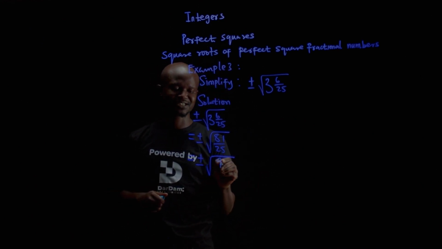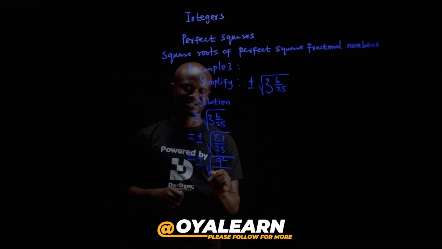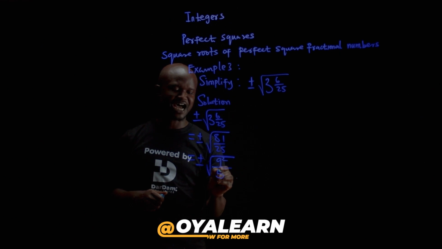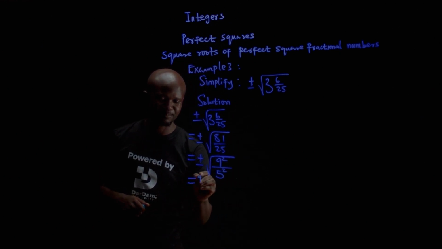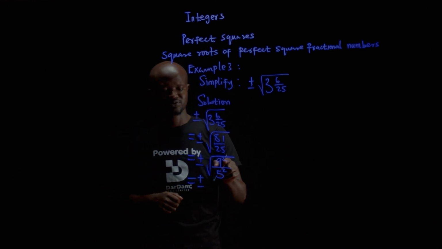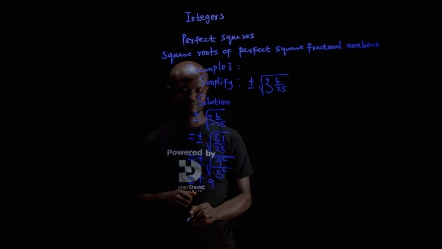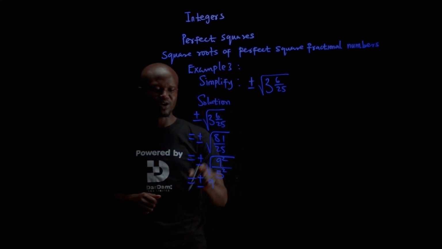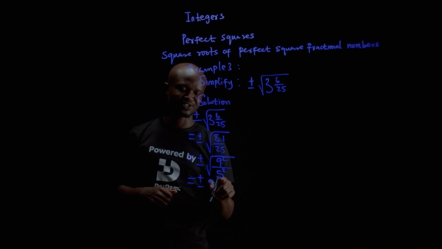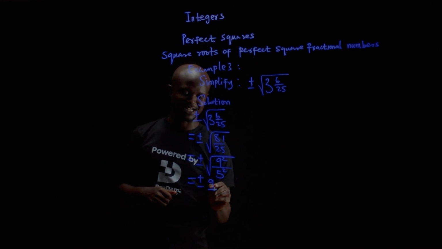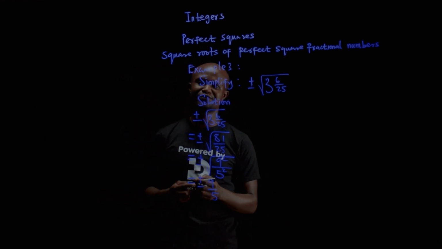So here we know that this is 81. 81 can be written as what? 9 square. And we have 25. This can be written as what? 5 square. So in that case, we have plus or minus the square root of 9 square. What do we have? That is 9. And the square root of 25, which is 5 square. Square root of 5 square, what do we have? That is 5. So in this case, we have plus or minus 9 over 5.